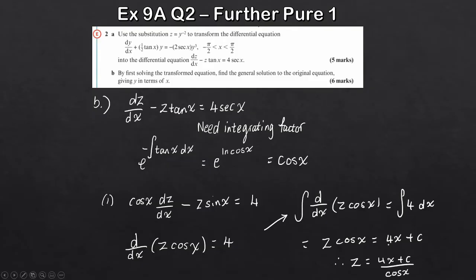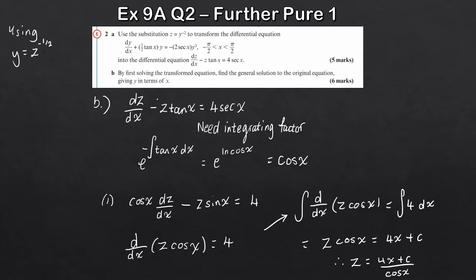But we're not quite finished here, and the reason is that we know z is a substitution, and z is y to the minus 2. So using that fact, we can rewrite this. Do it up here at the top. Using the fact that y is equal to z to the minus half, we can write this now as our general solution.